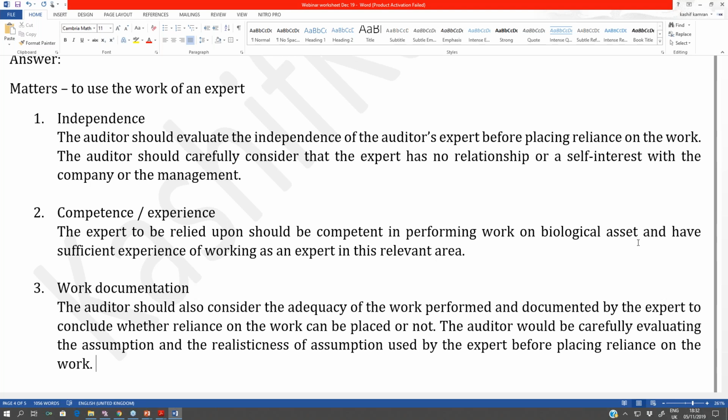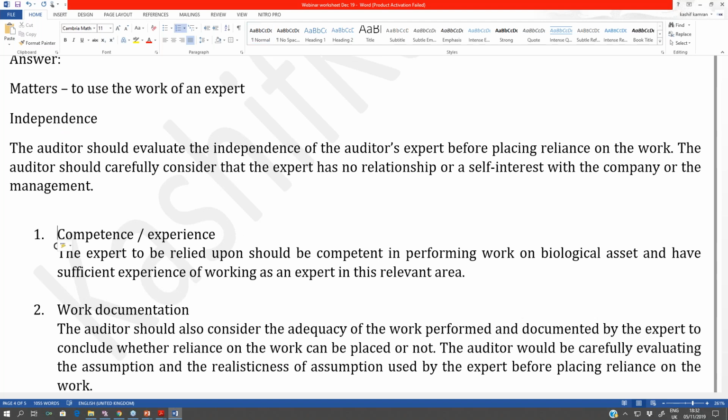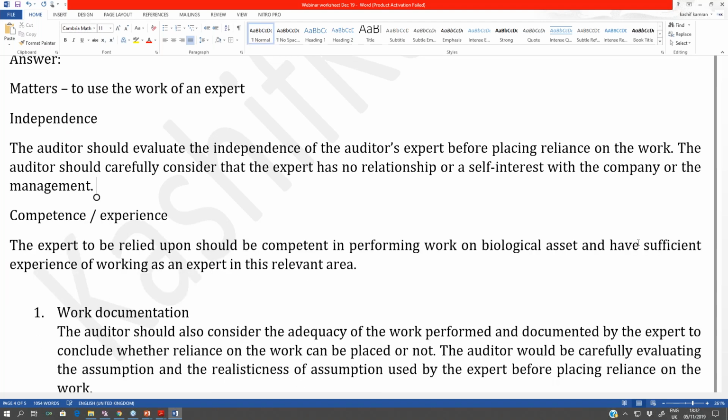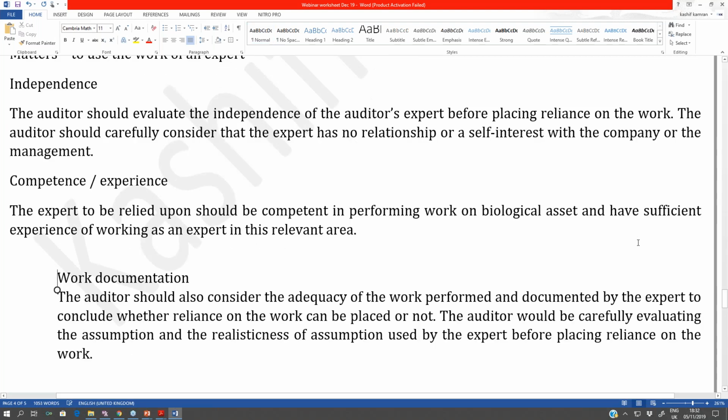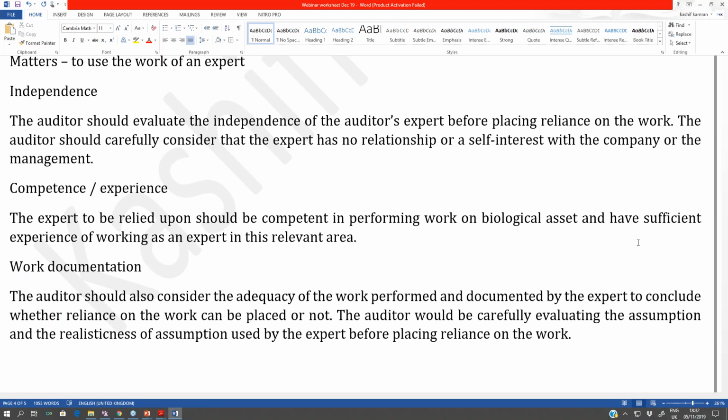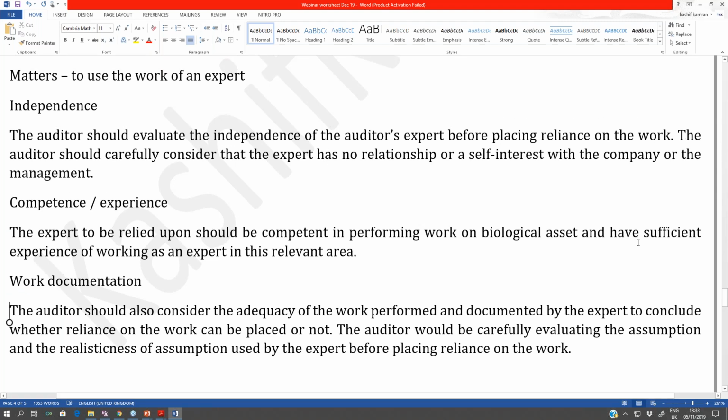So we need to write a 3-point answer. I've given you 3 points. Before I rely on the expert, I must be considering the independence of the expert, number 1. I should be considering the competence of the expert, number 2. And I should be considering the work documentation, number 3. So if on the basis of the 3, everything comes in the favor of the auditor, then the auditor can use the work of an expert, right?